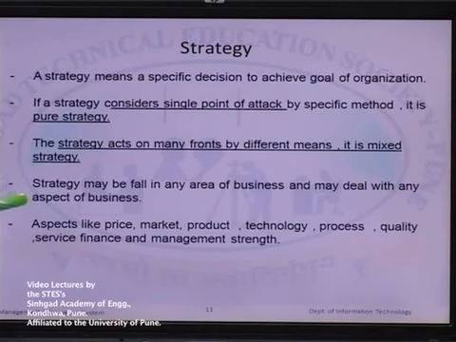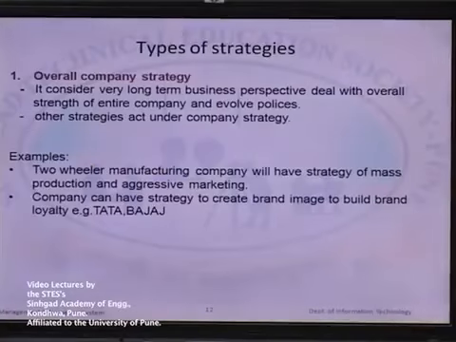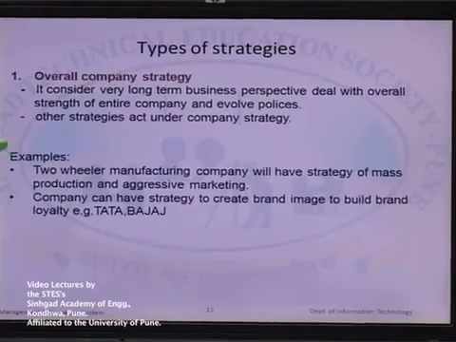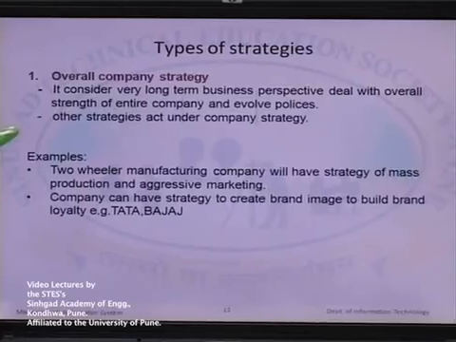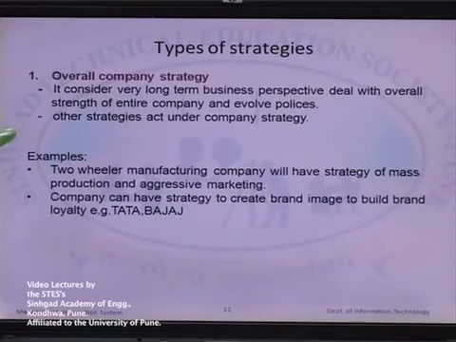Strategy may fall in any area of business and may deal with any aspect of business, aspects like price, market, product, technology, process, quality, service, finance and management strength. These are the different aspects considered while fixing the strategy. Now there are different types of strategies. First one is the overall company strategy. It considers a very long-term business perspective, deals with the overall strength of the entire company and involves the policies.